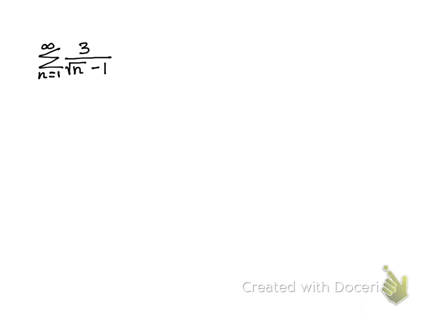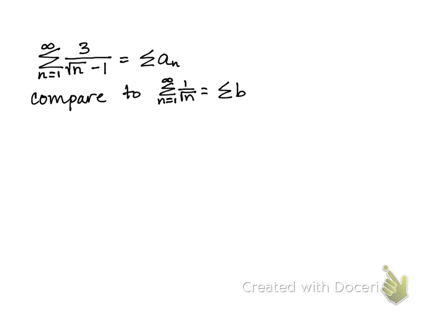Okay, so we are going to determine convergence for the infinite series from 1 to infinity of 3 over root n minus 1. Again, this doesn't fall into any of the categories that we've talked about. I'm going to call this a sub n, and let's compare this to the infinite series from 1 to infinity of 1 over root n, which I'm going to call b sub n when I write my conclusion statement.